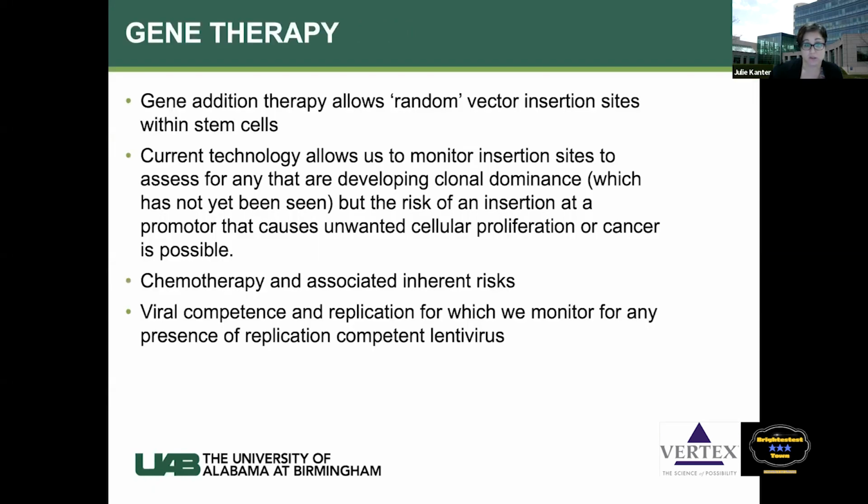So what are the risks? Well, gene therapy does allow random vector insertion sites. In other words, that new gene can insert itself into various locations. However, we can monitor this very closely. What we don't want to see is what we call clonal dominance, which is when one insertion site is a lot more common than all the others, because it could cause a cancer. These individuals still have to get chemotherapy, and we've discussed those risks. And there's still a very distant risk that that viral envelope could have some part of the virus in it. And so we do monitor, which thankfully we have not seen.